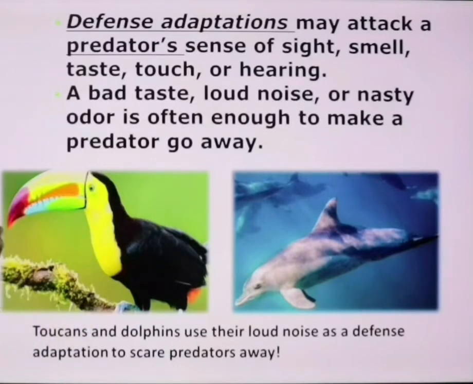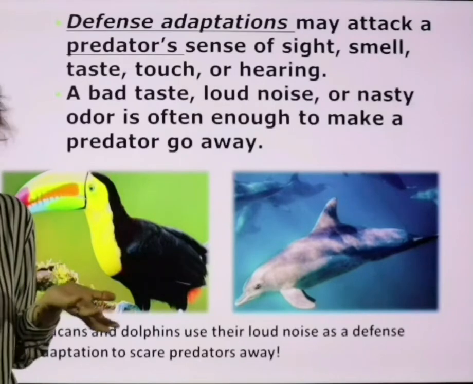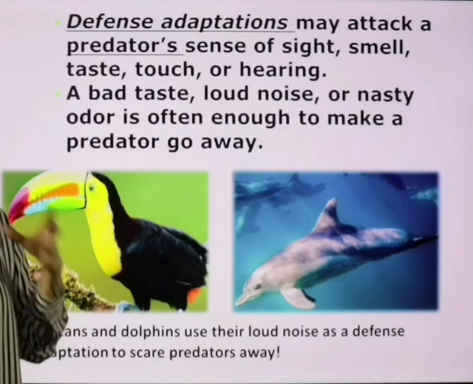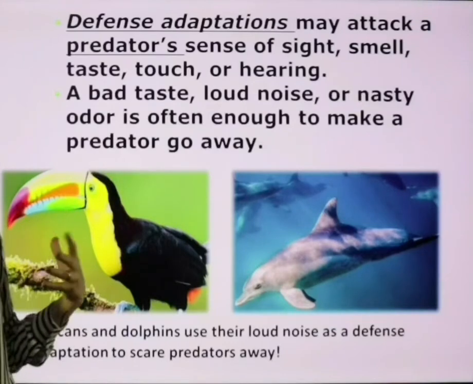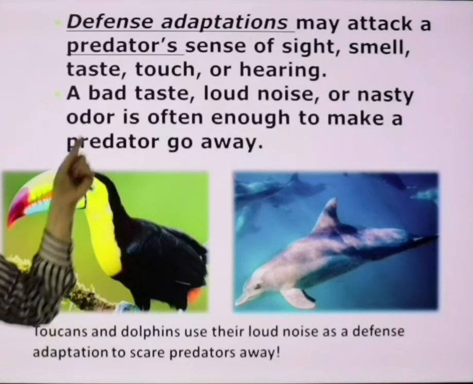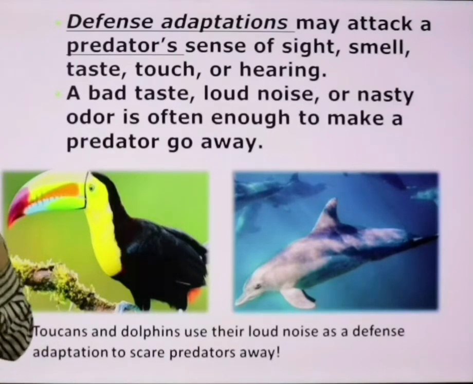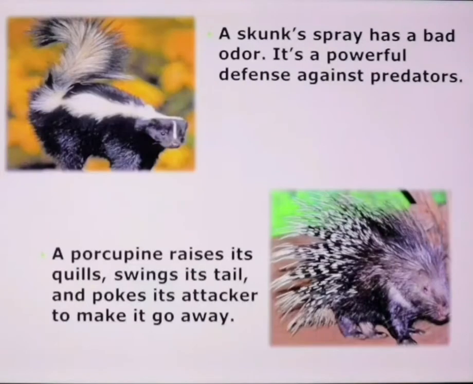So if this animal has a bad taste, the predator won't eat this bad tasting animal. If this animal has a very loud noise, the predator won't come near this animal. Or a nasty odor or smell, if this animal has a bad smell, the predator won't come near this animal. So these defense adaptations help these animals to stay safe from predators.